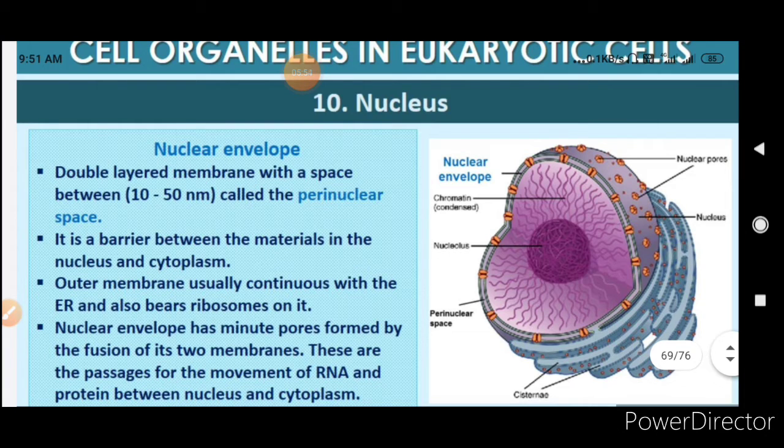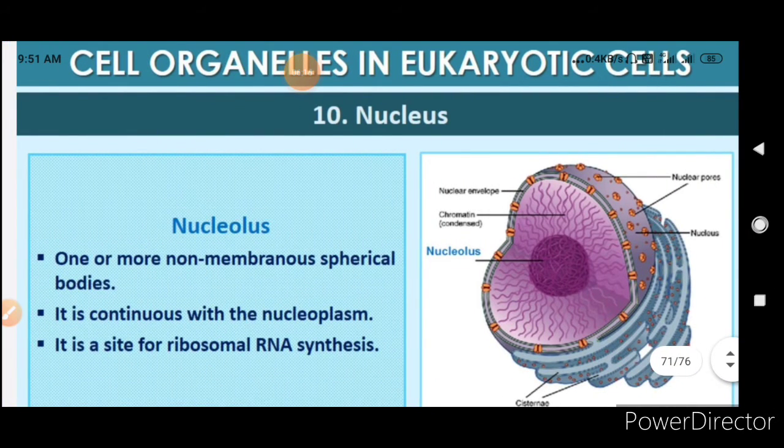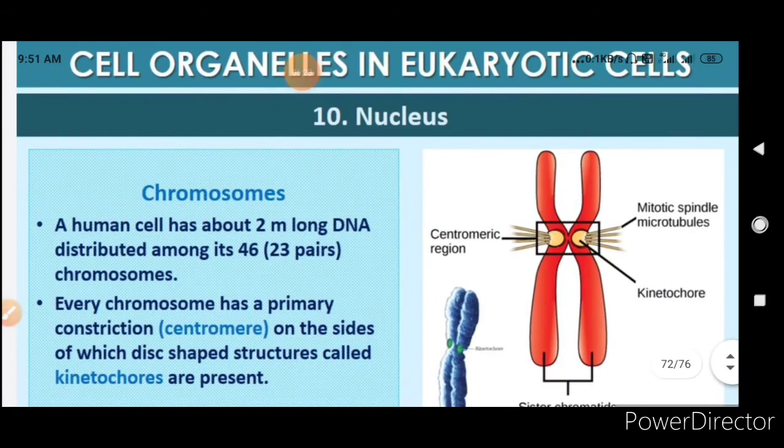These are the passages for the movement of RNA and protein between the nucleus and the cytoplasm. Then we saw the chromatin. They are the network of nucleoprotein fibers which are made up of DNA, histone, non-histone and RNA. And during cell division, these are converted into chromosomes. Then came the nucleolus, which is one or more non-membranous spherical structures which are continuous with the nucleoplasm, and they are the site for ribosomal RNA synthesis.